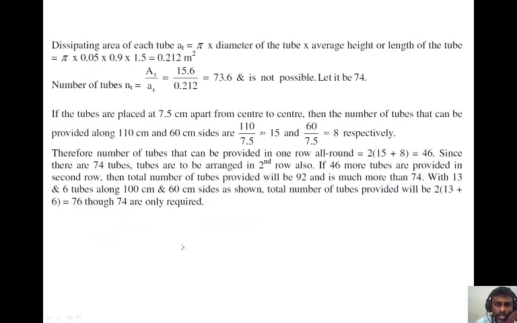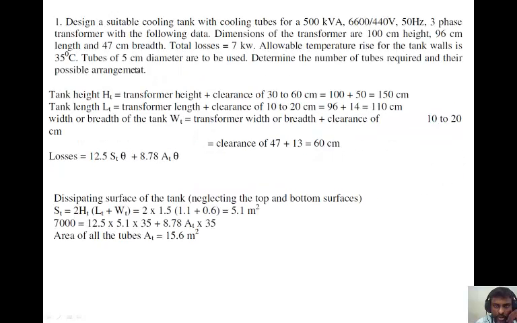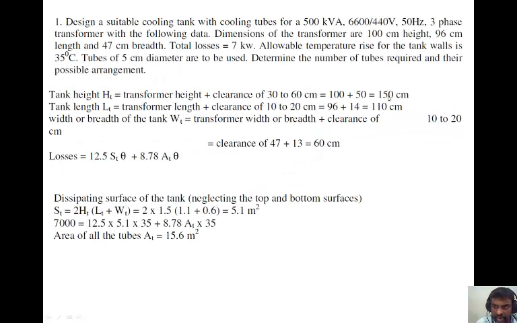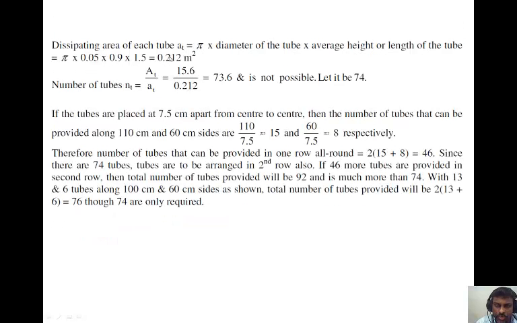Then the next step is we need to calculate what is the dissipating area of each tube. So that is pi into diameter of the tube. The diameter of the tube is going to be 5 centimeter. It is multiplied by the average height or length of the tube. So that is pi into diameter of the tube and average length. So it is pi into 0.05 into 1.5. So it is going to be 0.212 meter square.